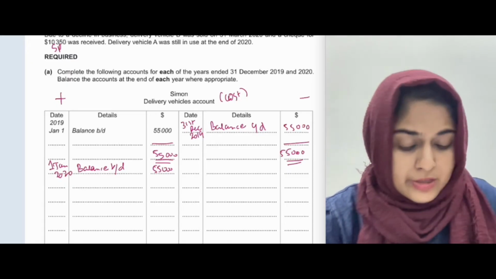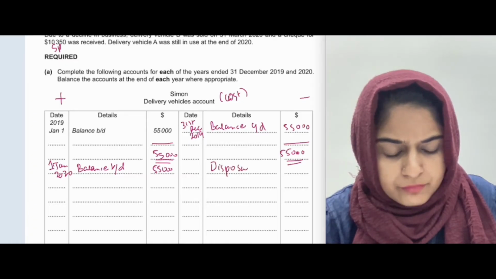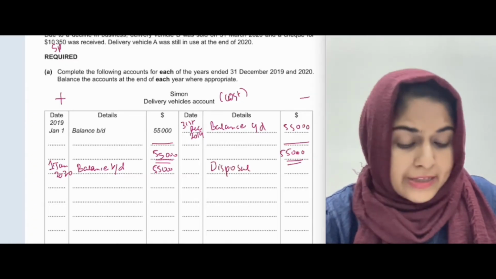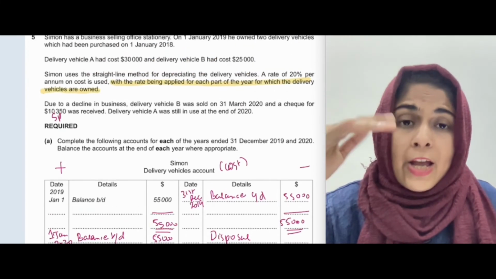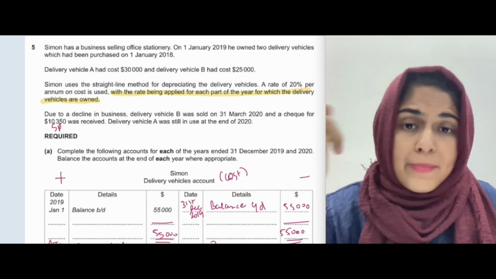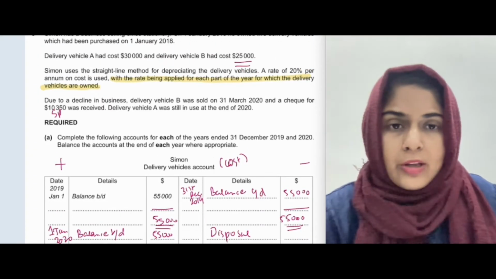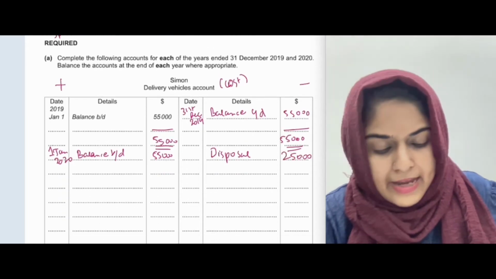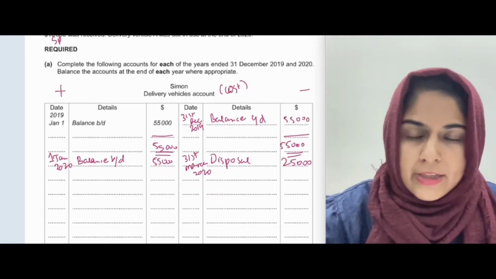But the important thing to note here is that when you write disposal over here, you basically have to write the cost, the original cost of that non-current asset जो हमने बेचा है. तो डिलीवरी व्हीकल बी जो हमने बेचा है वो हमने ओरिजिनली परचेज किया था 25,000 का. तो हम यहाँ पे लिखेंगे 25,000 एंड हम यहाँ लिखेंगे 31st March 2020 because that is the date of disposal.